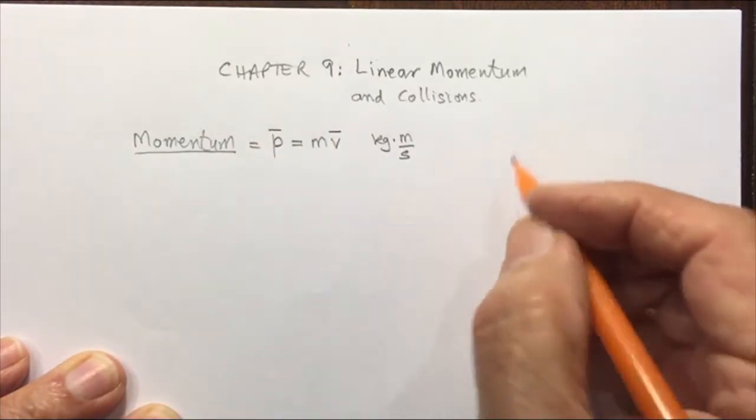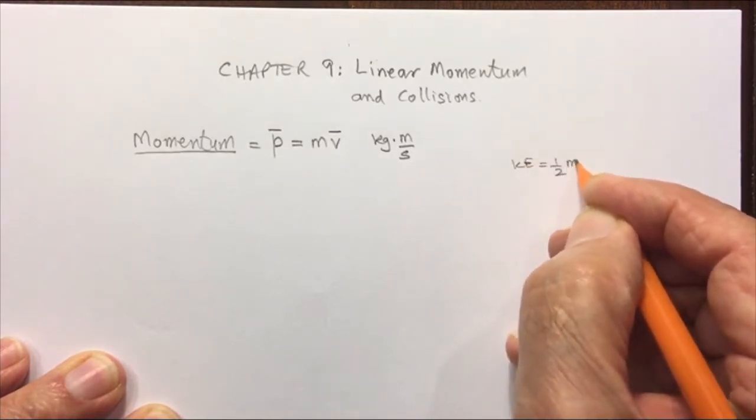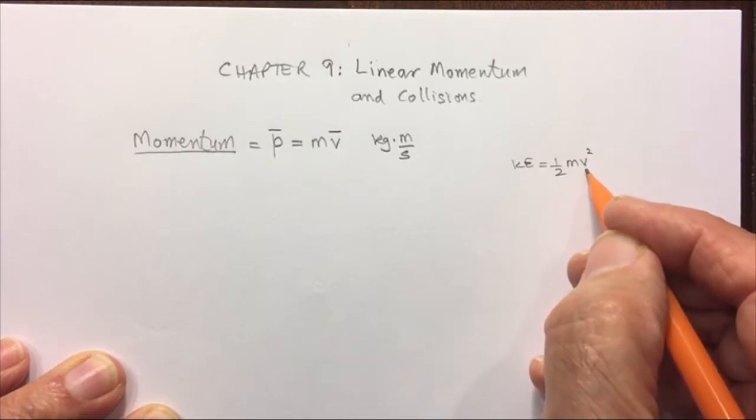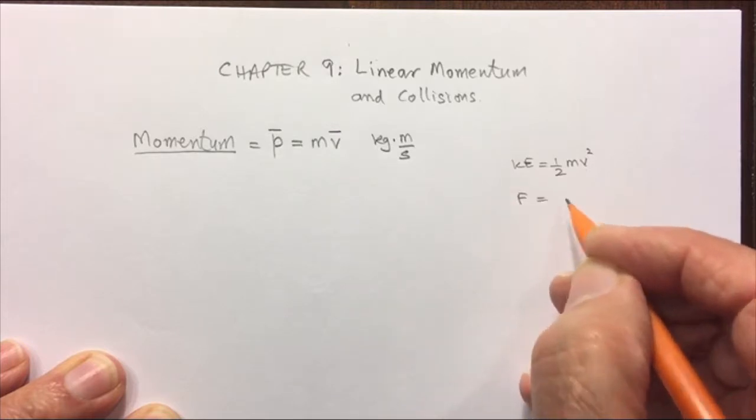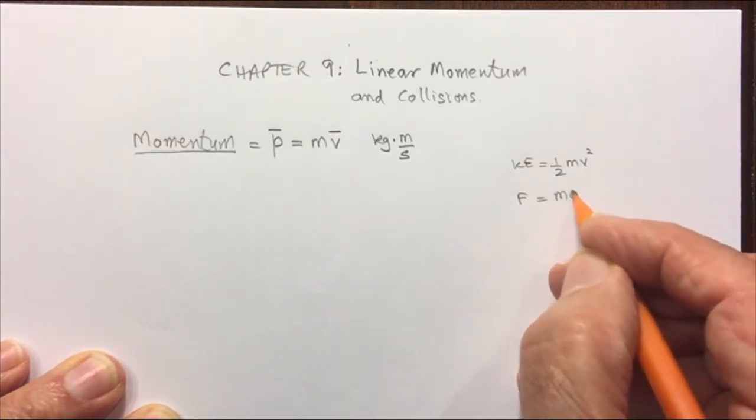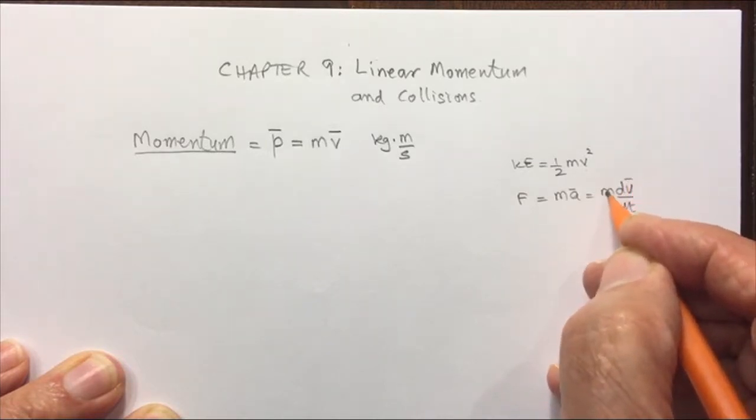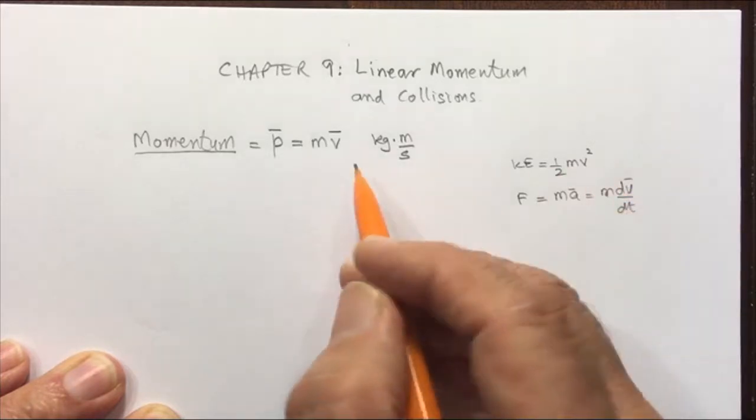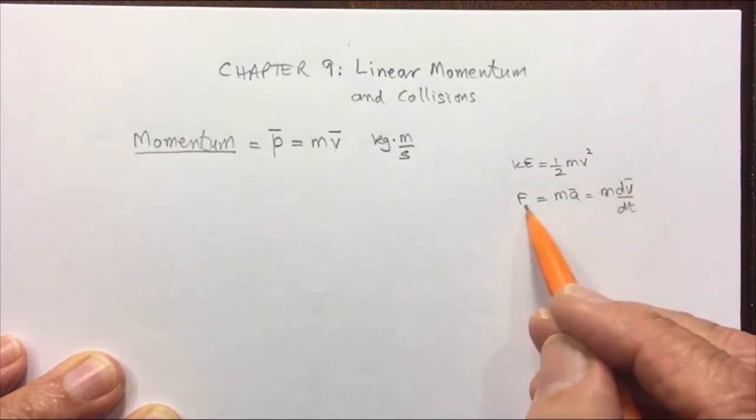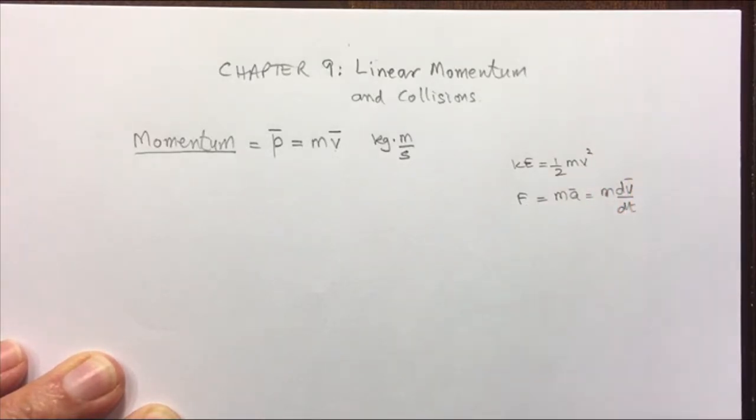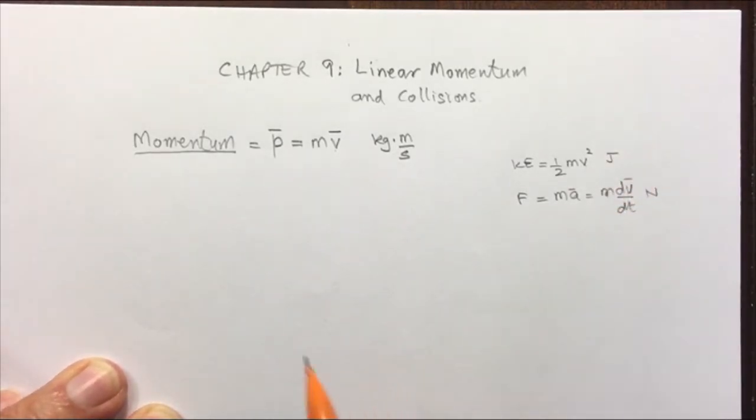Now it's different from kinetic energy, even though sometimes people might confuse them, but it's very different. Kinetic energy is half mv squared, so you have a v squared there and only a v here. And a force is mass times acceleration, which is m dv by dt, so it's mass times the rate of change of velocity. So momentum is mass times velocity, kinetic energy has a v squared, and force has a rate of change of velocity. These are all different things.